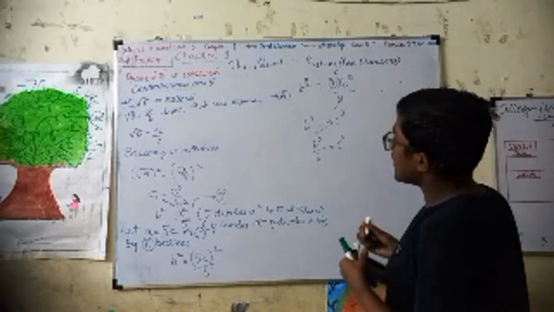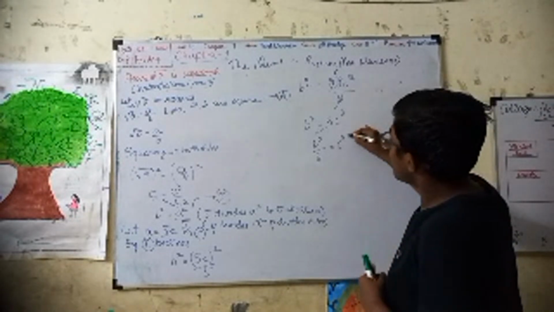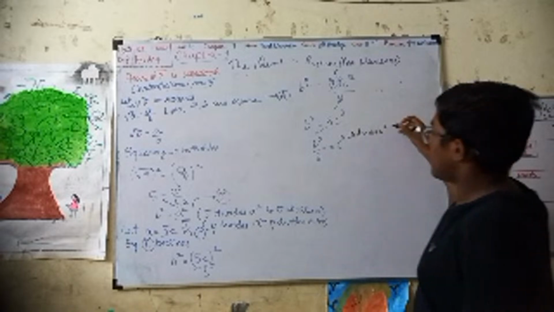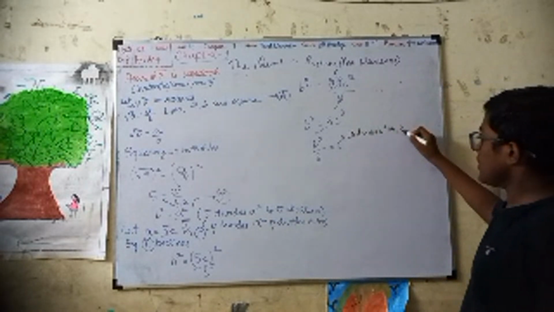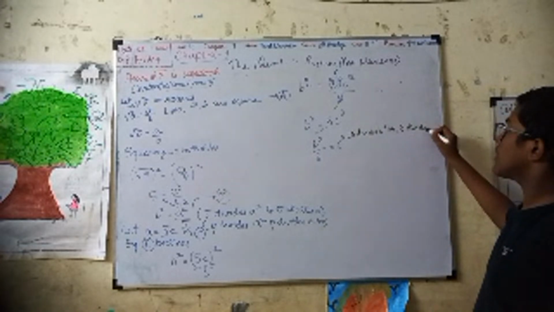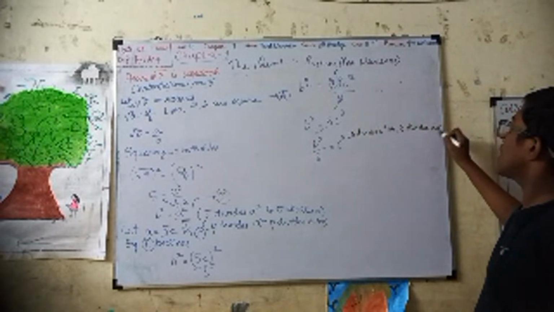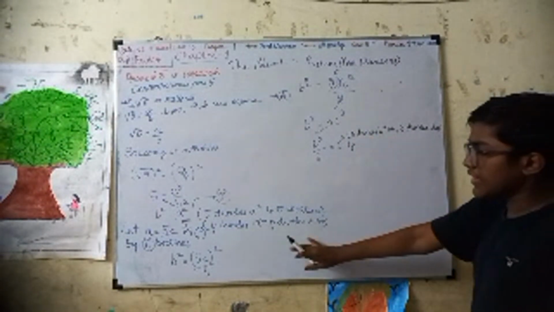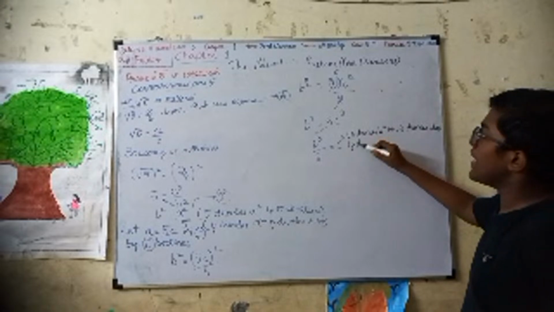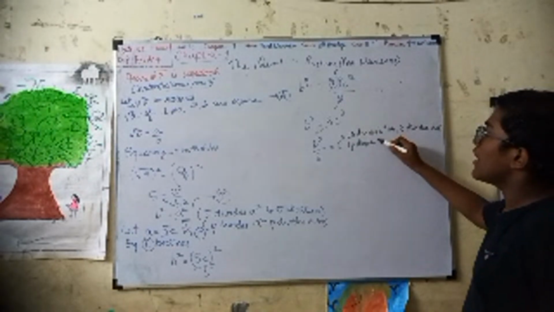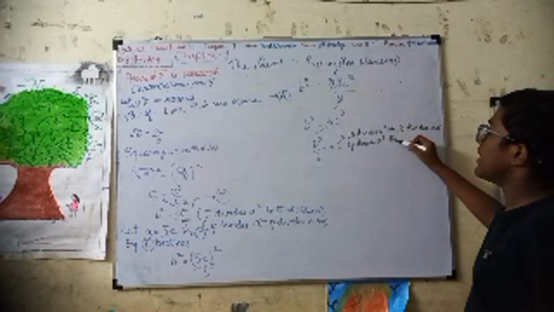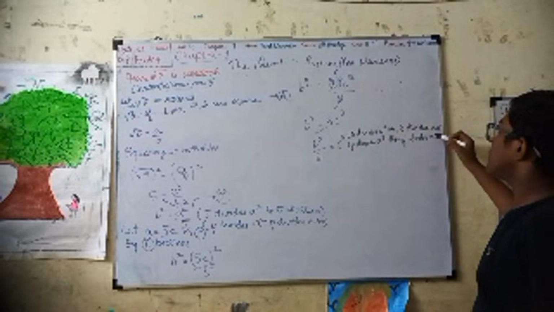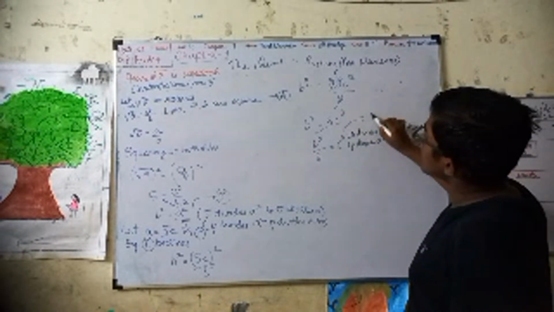This means that 5 divides b square. So 5 divides b also. Compare this with the theorem. If p divides a square, then p divides a. Let this be counter statement 2.